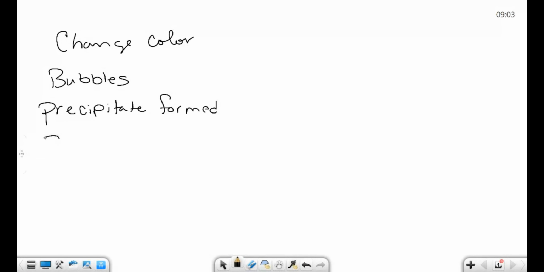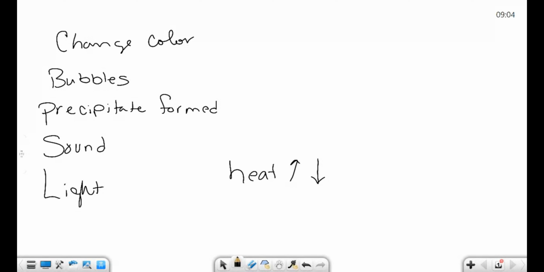Sound, okay. You might hear some crackling and popping. That lets you know that a reaction is happening. Absorption or emission of light. Light, okay, like a glow stick. And we're going to talk about this a little later on in this actual unit.